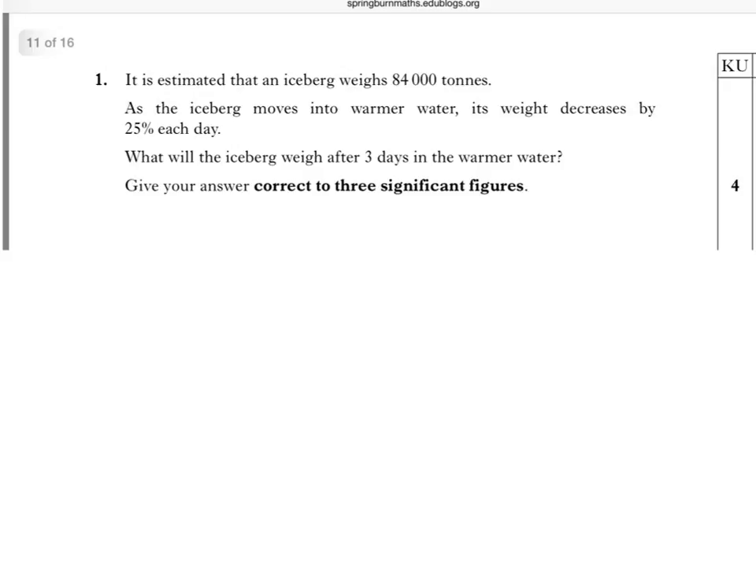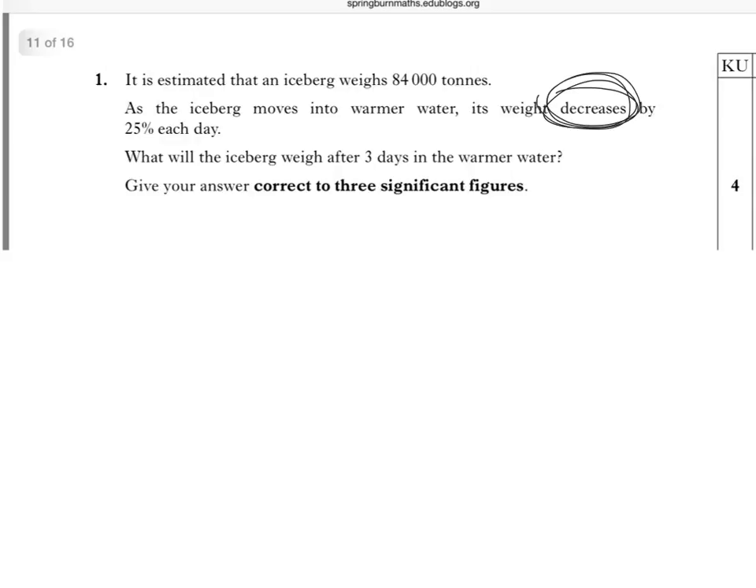Okay, section 30, example 5. It's estimated that an iceberg weighs 84,000 tonnes. As the iceberg moves into warmer water, its weight decreases by 25% each day. What will the iceberg weigh after 3 days in the warmer water? Give your answer correct to 3 significant figures. So again, reversing the percentage change questions are about working backwards, but appreciation and depreciation questions are about projecting forwards, and that's what this question is indicating.